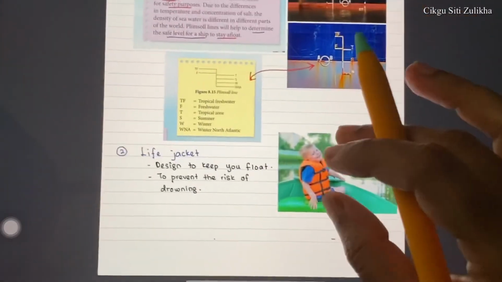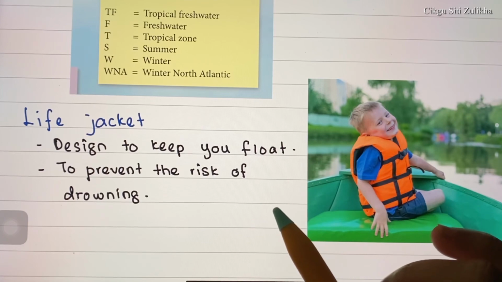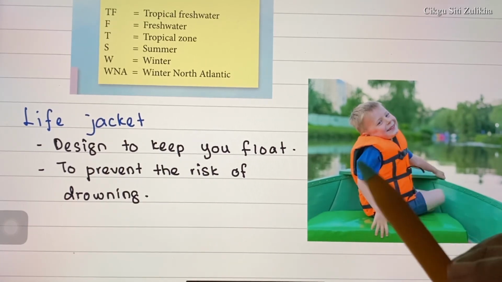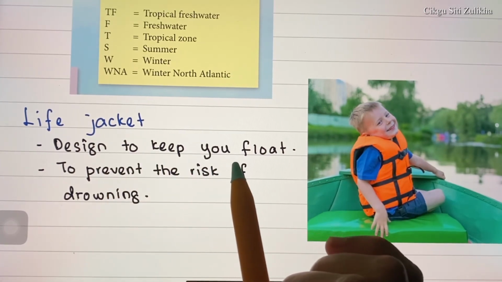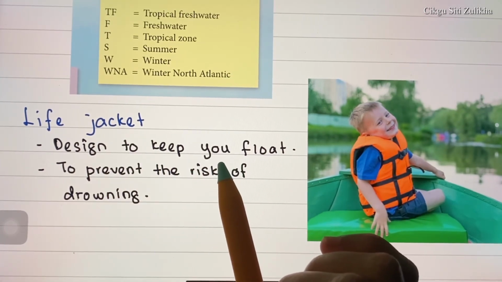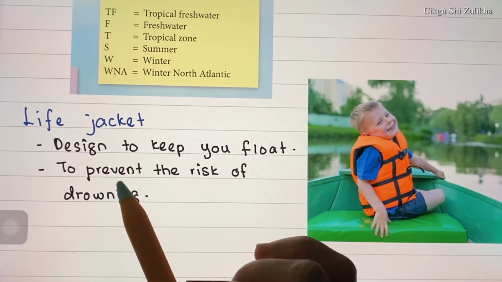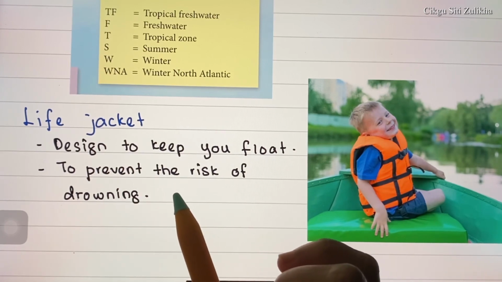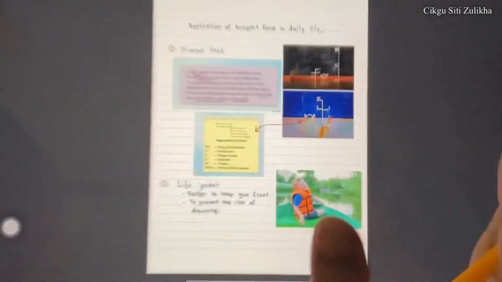Nah, lagi satu, ini semua orang tahu. The function of buoyant effects or buoyant force in our daily life adalah life jacket. Okay, life jacket ni semestinya design to keep you float lah. Kalau masuk dalam air ke, campak masuk dalam air, alright, untuk bagi you terapung. And ini juga dapat membantu to prevent the risk of drowning, daripada lemas. So, itu saja untuk kali ini.